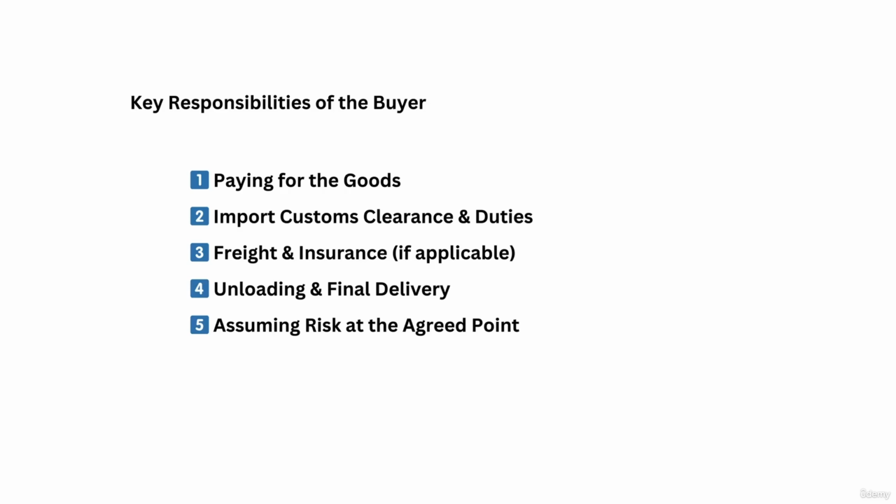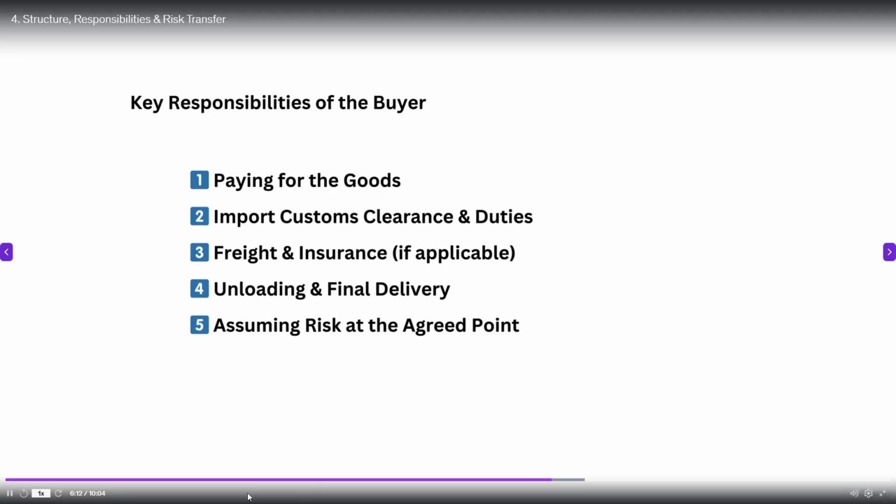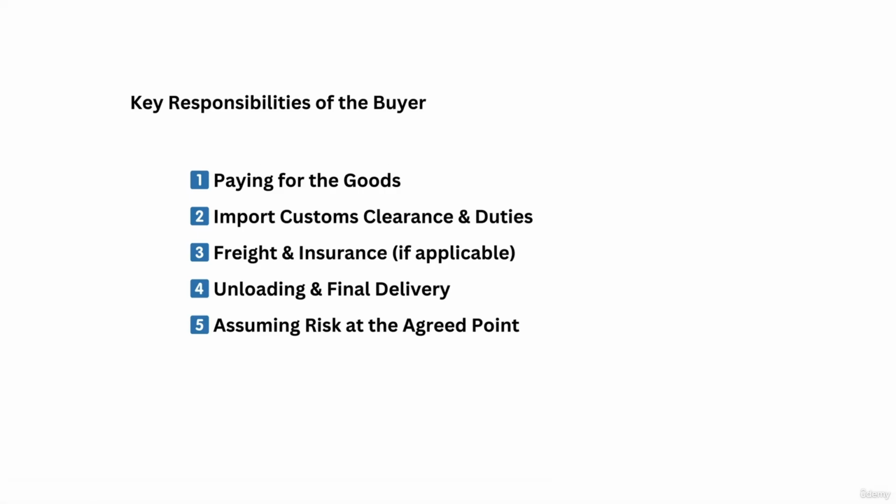In cases where the Incoterm does not include freight or insurance, such as EXW, FCA, or FOB, the buyer must arrange for transport and insurance coverage to protect the shipment. Upon arrival at the destination, the buyer must manage unloading and final delivery of the goods to their warehouse or distribution center. The buyer assumes risk at the agreed point, depending on the Incoterm.